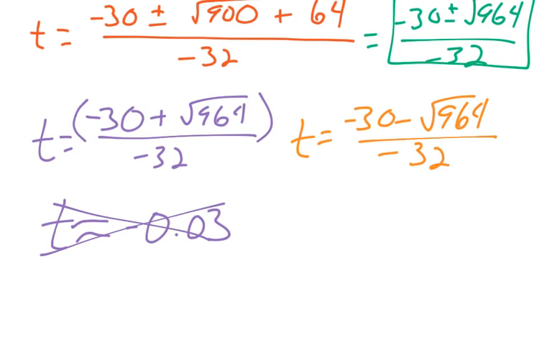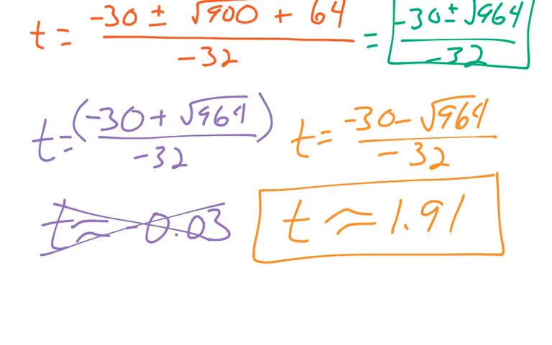If you do the second one, the negative 30 minus the square root of 964 all over negative 32, what you're going to find is that t is approximately 1.91, and that makes more sense. It's a positive time. The ball was in the air for approximately 1.91 seconds, or you could say about 2. But if you're given a problem like this on a quiz or test, I would definitely want you to round to at least 2 decimal places, unless otherwise specified.